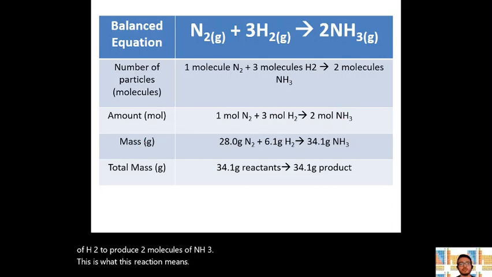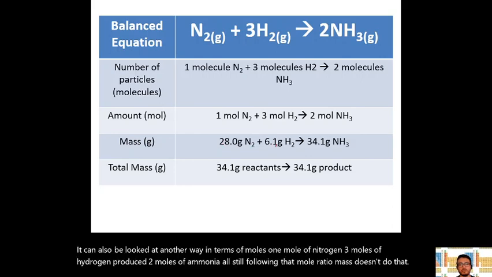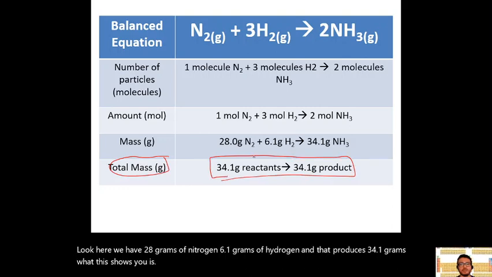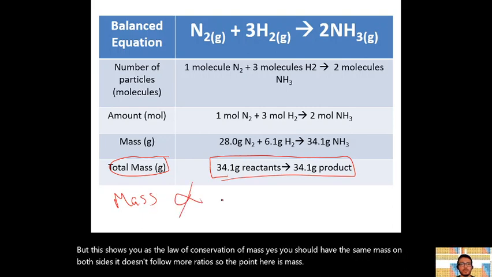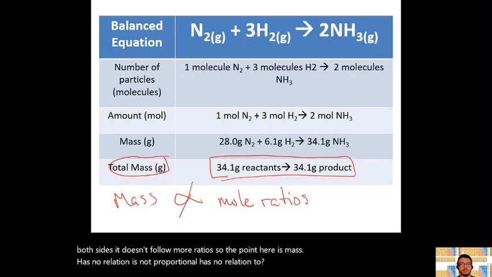Mass doesn't do that. Look, here we have 28 grams of nitrogen, 6.1 grams of hydrogen, and that produces 34.1 grams. What this shows you is the law of conservation of mass. Yes, you should have the same mass on both sides. It doesn't follow mole ratios. So the point here is mass is not proportional to, and has no relation to, mole ratios. Okay?